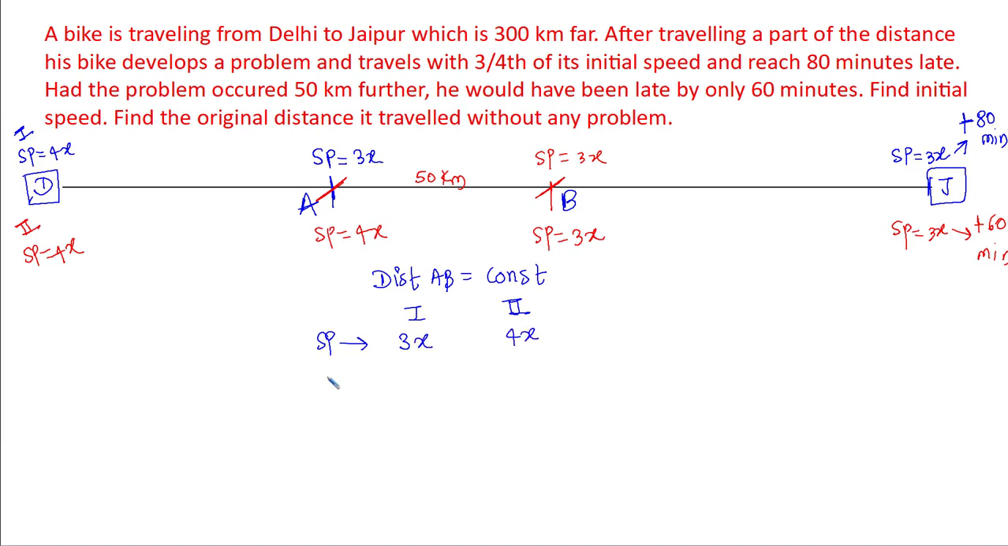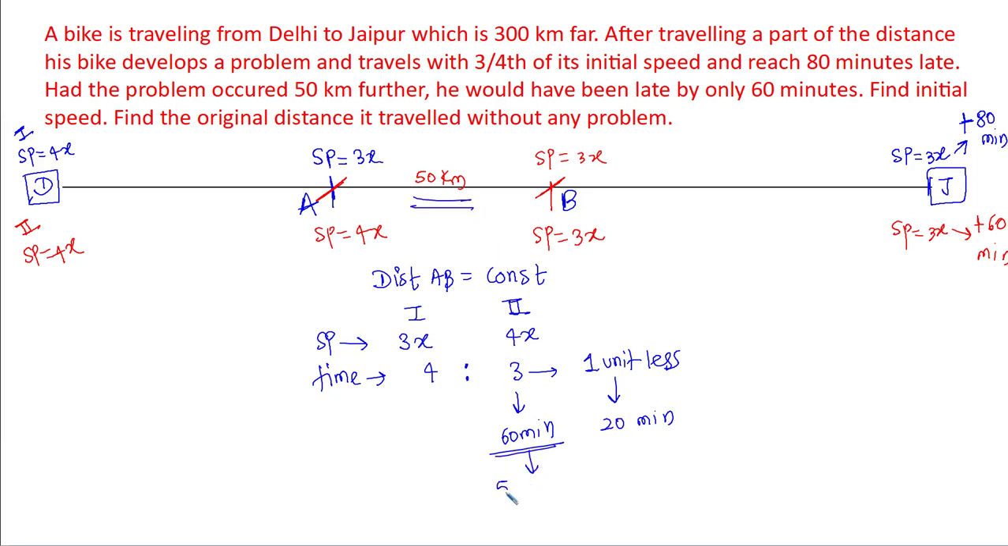So the ratio of speed is how much? 3:4. So the ratio of time taken is how much? 4:3. So in the second case we require 1 unit less, and that 1 unit less is how much? That 1 unit less is 20 minutes. This 1 represents 20 minutes. So this 3 represents how much? 60 minutes. So in the second situation we traveled these 50 kilometers in 60 minutes, that is equal to 1 hour.